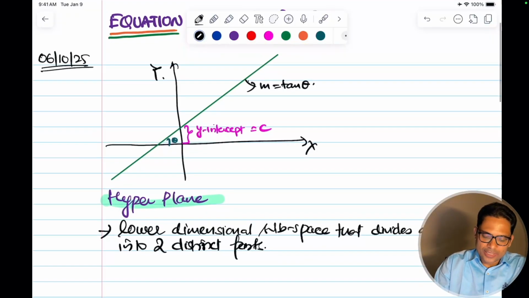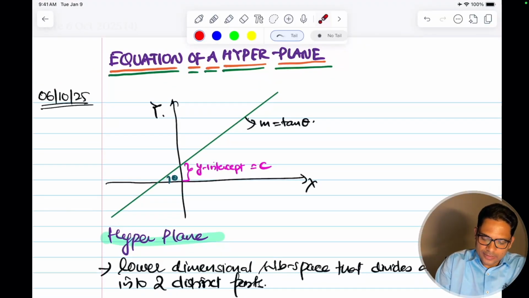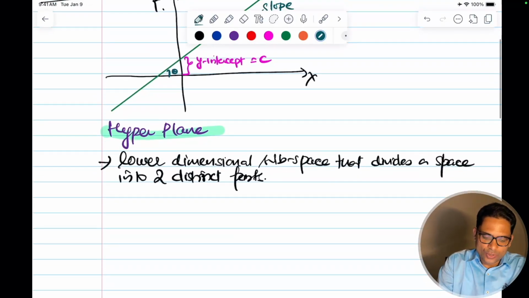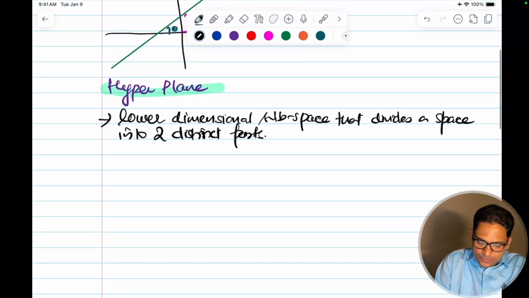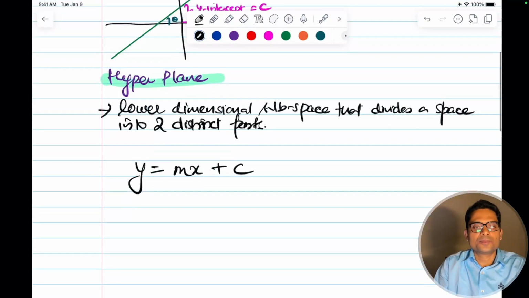So what will be the equation of this line in terms of this intercept c and this slope, which is tan theta? The equation of a line is written as y equals mx plus c.